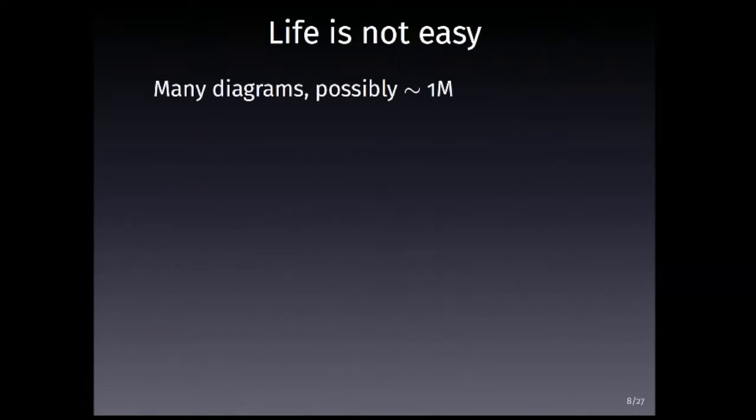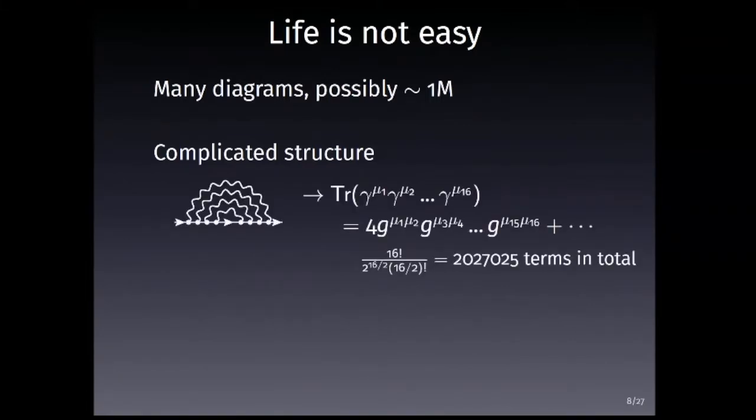Another difficulty comes from the fact that they have a complicated structure. For example, if I want to compute this diagram, it contains a somewhat complicated object. And if I naively expand this object, it gives over 2 million terms. So it's a huge number.